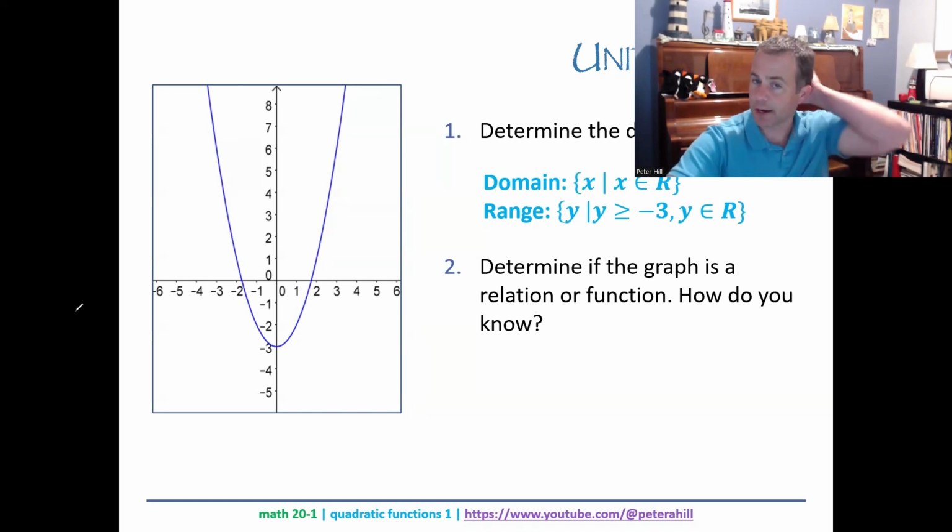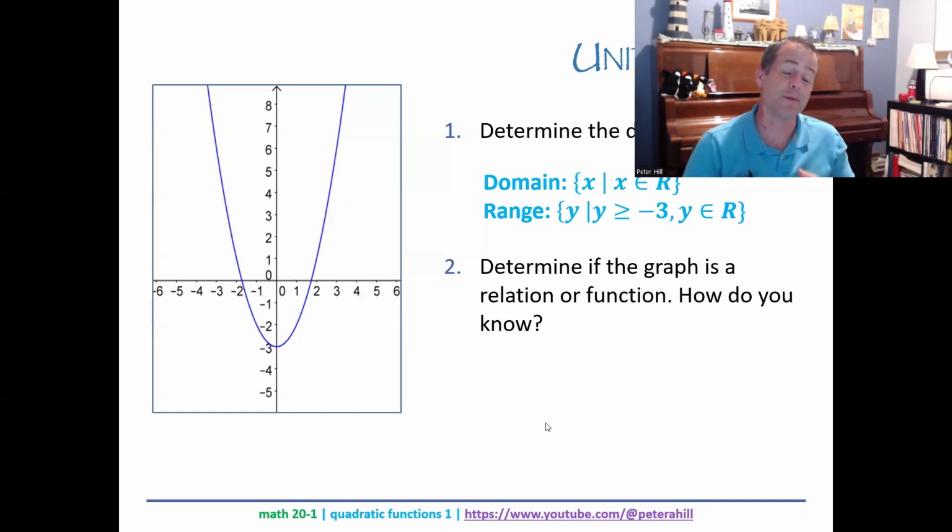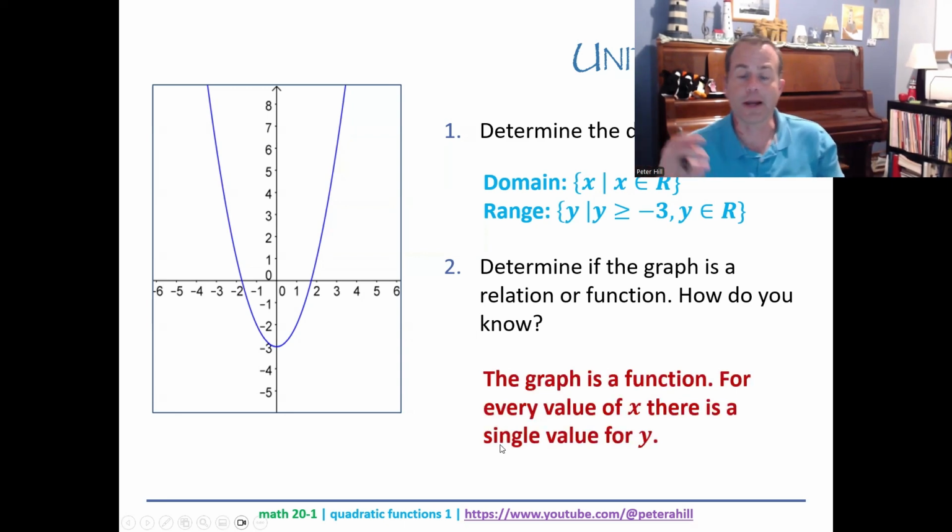Okay, determine if the graph is a relation or a function. Well, this is a function. Now, it passes the vertical line test, but that's not actually what I would want you to say. I would want you to tell me the definition of a function if I ask you why it's a function. So the graph is a function. For every value of x, there is a single value of y. That is what the definition of a function is.